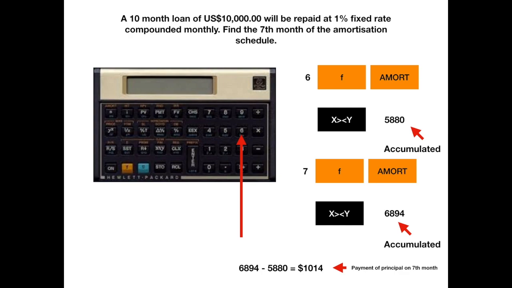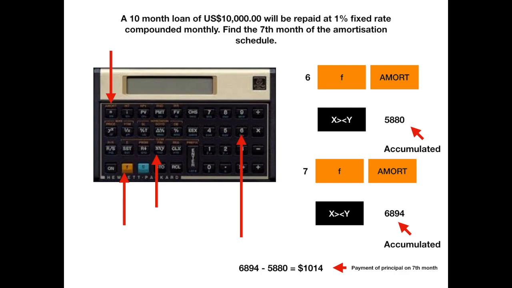You see, if you press 6 f amort, right, and then change x for y, you get $5,880, right? What is this? This is the accumulated amount of the payment of the principal until the 6th month, right?